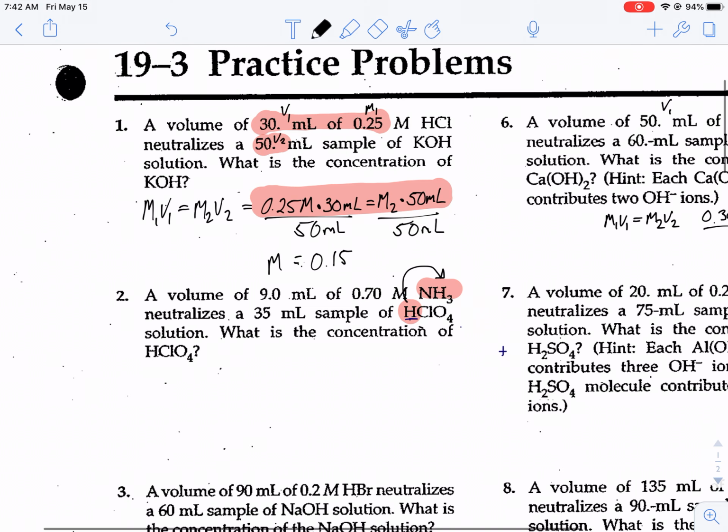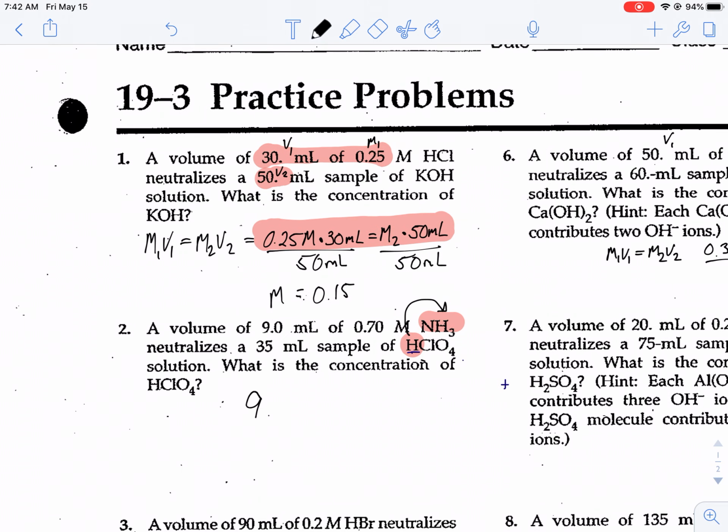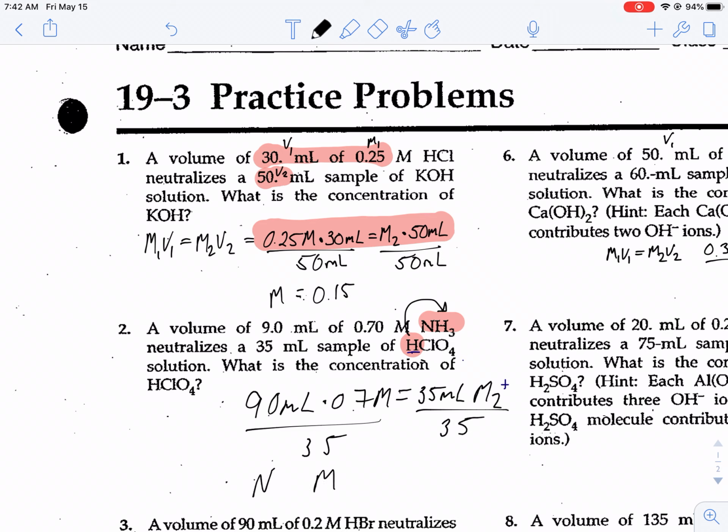So to set this problem up, I would still take 9 milliliters times 0.7 molarity equaling 35 milliliters times M2. Divide over 35. And my new molarity for NH3, or for HClO4, is going to equal 0.18.